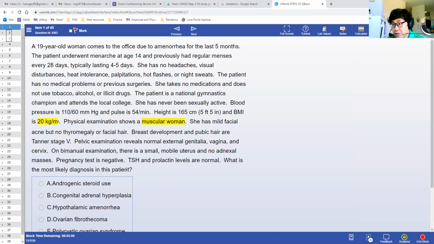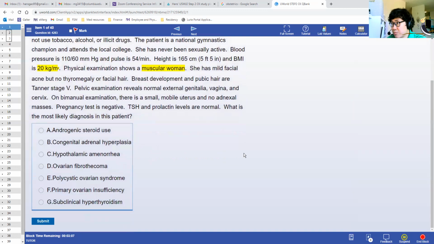Regardless, I'm going to go through these answer choices one by one since I'm still not super sure. Anabolic androgenic steroid use, that's something I was talking about earlier, could definitely be it. When you're using these steroids, you can screw up your own levels of estrogen, progesterone, or FSH and LH, and that just causes amenorrhea.